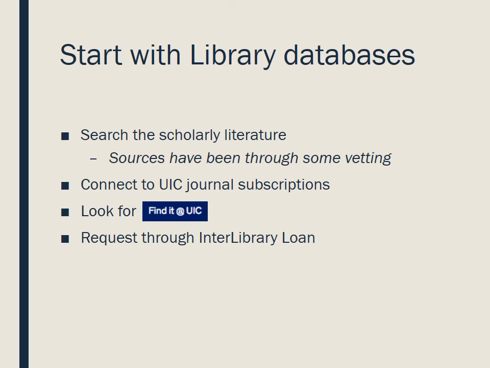To go straight to the quote-unquote right type of sources, or the scholarly literature, I would urge you to start with library databases. These sources have been through some vetting, which is to say that the journals that you have found in library databases, you still need to look at them with a critical eye and do your own evaluation. But you're starting with a subset of everything that's out there. So it's a more efficient way to get to the right type of source rather than searching all of Google.